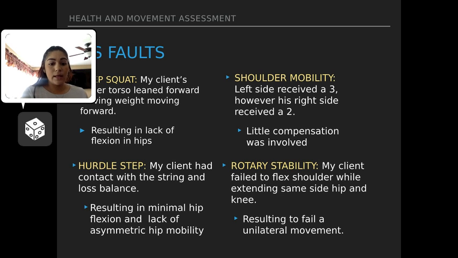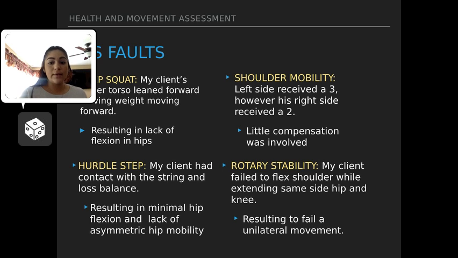The hurdle step: my client had contact with the string and lost his balance, resulting in, again, minimal hip flexion and lack of asymmetric hip mobility. So going over on both sides, he did fail that until I actually put him on the block and he did get to go over.